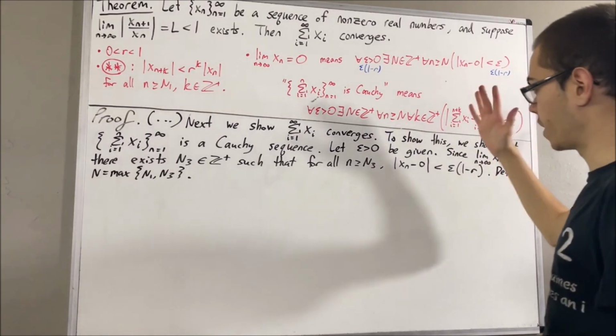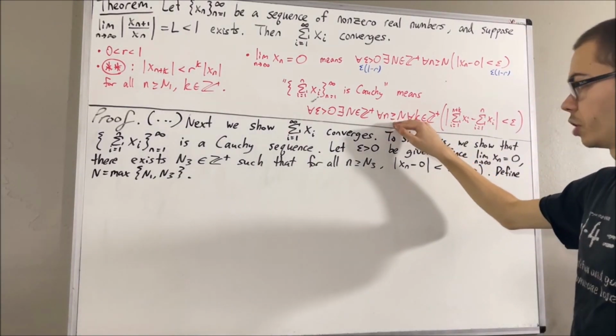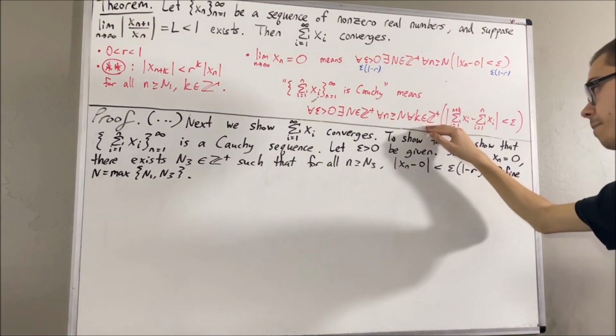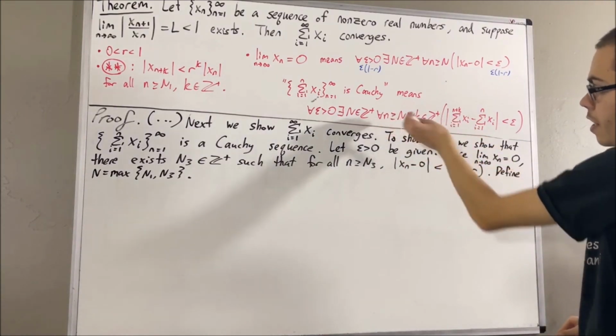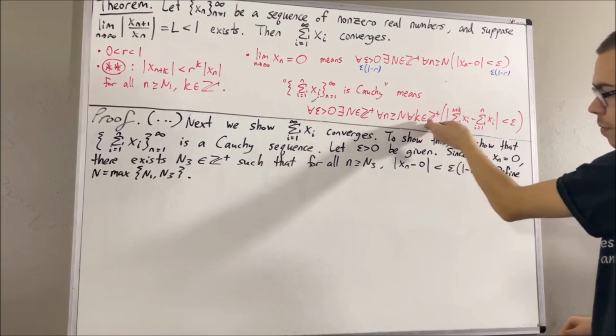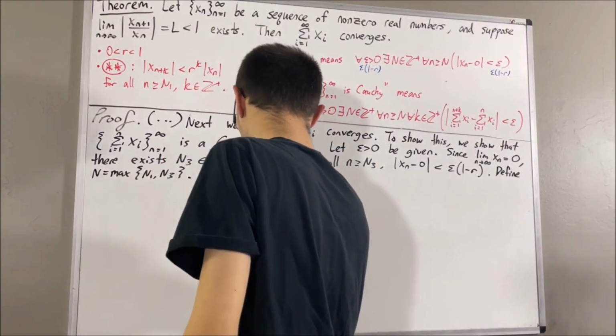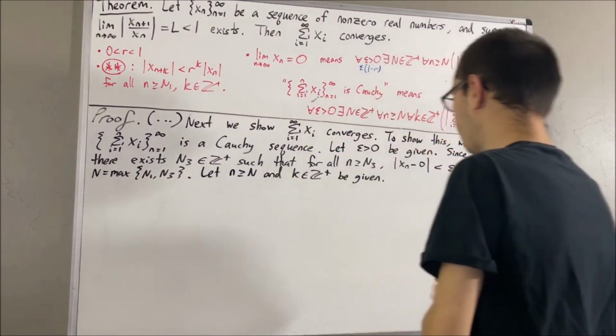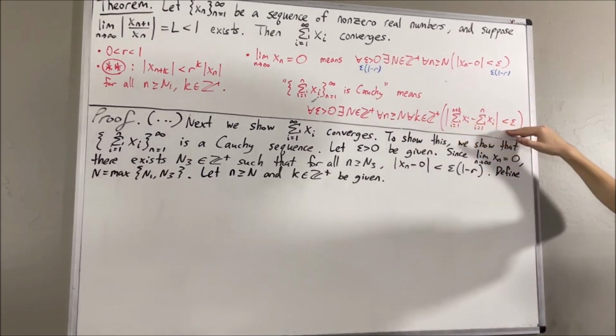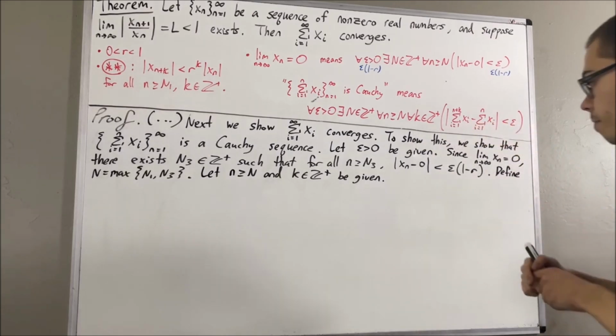And since we're trying to prove a statement about every integer n greater than or equal to capital N and every positive integer k, let's give ourselves an arbitrary integer n greater than or equal to capital N and an arbitrary positive integer k. From here, let's show that this inequality is true. And let's start out by writing the left-hand side.